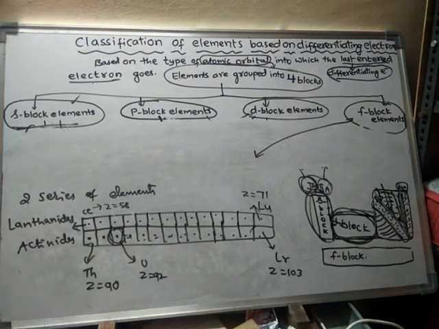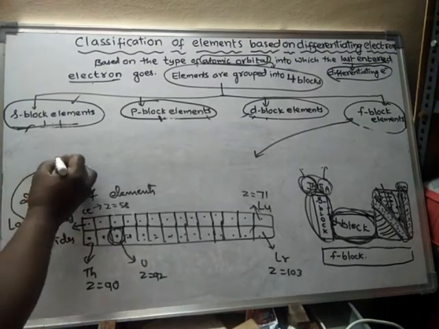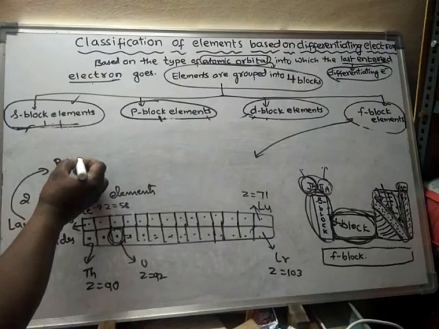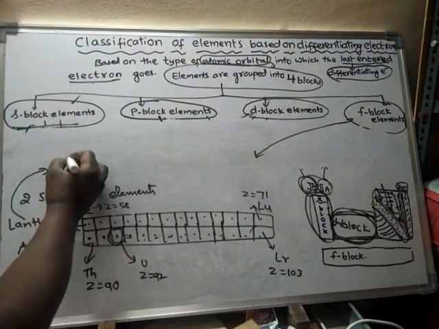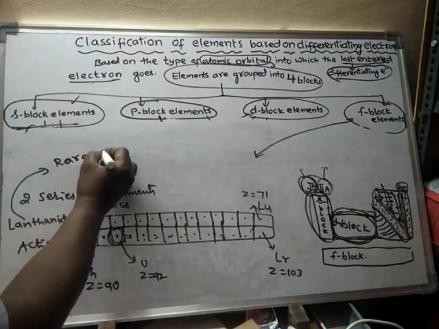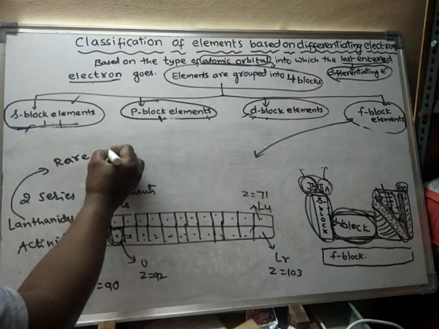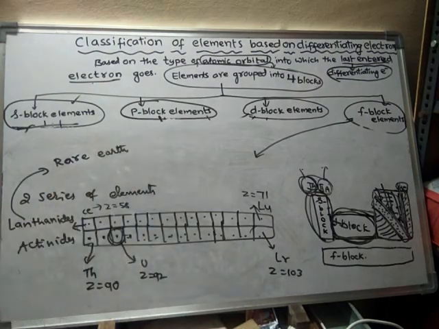Okay. See the lanthanide elements. Lanthanide elements are also called rare earths. They are also called rare earth elements. So which elements are called rare earth elements? The lanthanide series of elements are called rare earth elements.